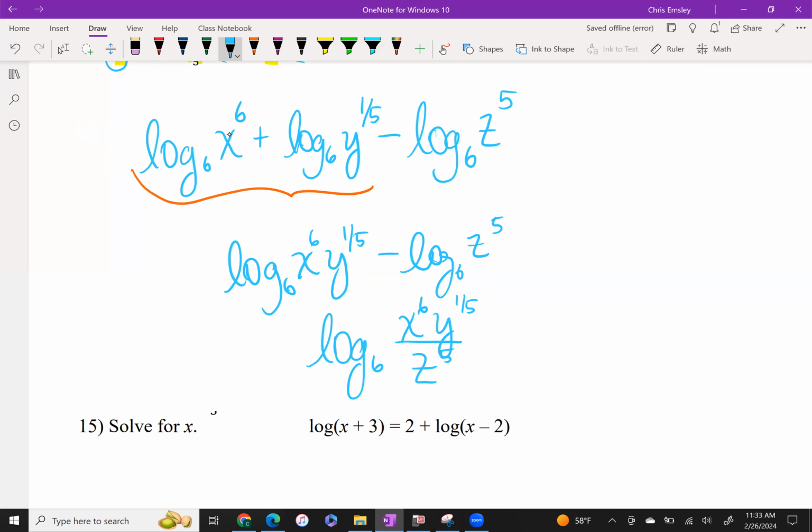So we are now taking log base 6 of this whole expression. Notice that y to the 5th is equivalent to the 5th root of y. Those are the exact same. You can write it either way.